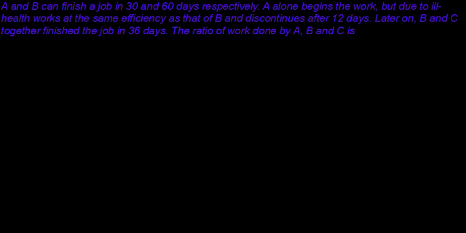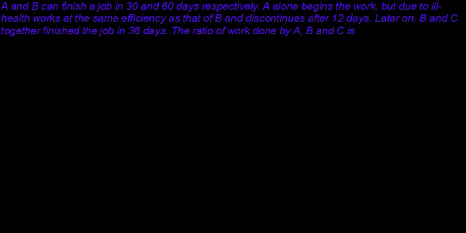So let's take another problem. I think they are going to be on the moderate side. A and B can finish a job in 30 and 60 days respectively. A alone begins the work, but due to ill health, works at the same efficiency as that of B. It means that he is also working with the same efficiency as B, and discontinues after 12 days. Later on, B and C together finish the job in 36 days.